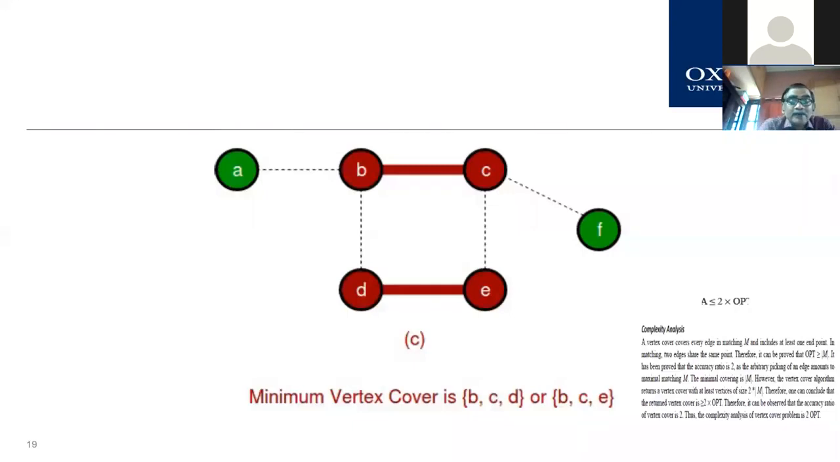So the greedy heuristic: like a greedy man, I will try to take every edge, and then I will try to cover either U or V, and then I repeat this for the entire graph. Okay, so this is the approximation algorithm, and this is the efficiency of this particular algorithm.